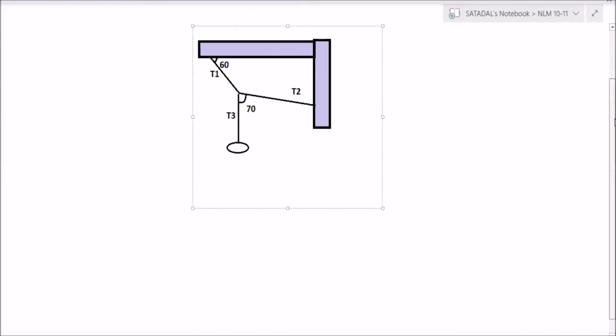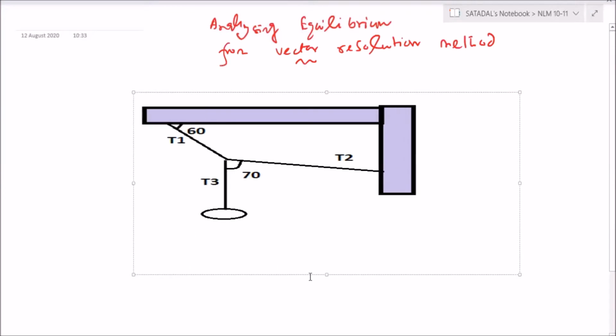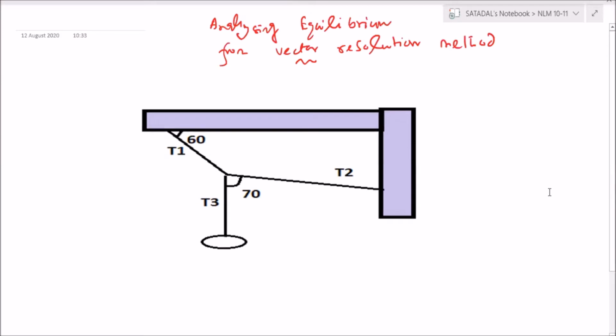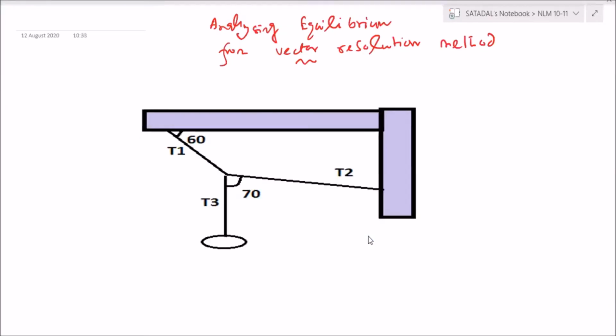Let us see. Fine. Now everyone see what I'm going to do. I'm going to do a very simple analysis. It's not tough at all. Very, very simple analysis. So what is that? You check. This is T1, right? I have taken, if this is the horizontal line, everyone please check carefully. So if this is the horizontal line, then this angle is also coming to be 60 degree.